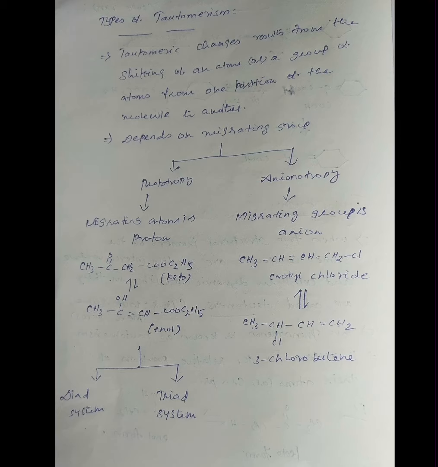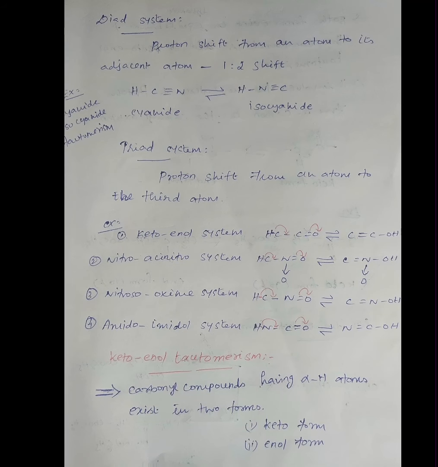So this prototropy is further classified into two types, dyad system and triad system. So what is dyad system? The proton shifts from an atom to its adjacent atom, so first position to second position. So that is a 1-2 shift. For example, cyanide, isocyanide tautomerism is a dyad system.